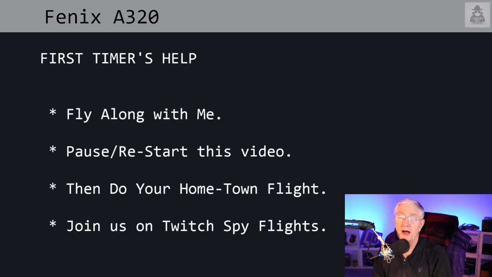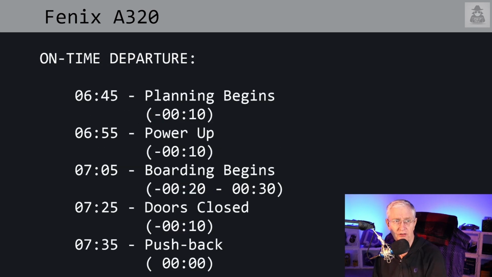If this is your first time doing a cold and dark video with me, fly along, stop the video, load up your sim. We're in Atlanta, and fly along. The cool thing about a YouTube cold and dark video like this is you can stop the video and catch up. You can also rewind the video and look at something again if you might have missed a button push. I also like to suggest that you do your own hometown flight at some point in time. Depart from your hometown airport because you're going to recognize the landmarks, and that just kind of makes it drive a little more of a connection on these great airplanes.